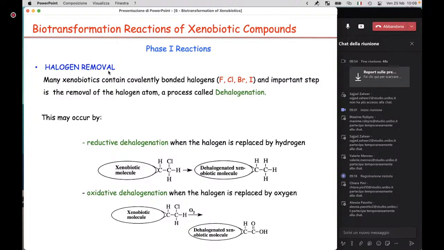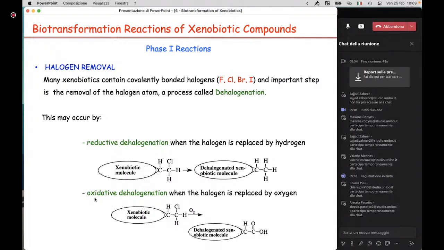Also, when we have organohalogen compounds, the most frequent reaction is dehalogenation. So the molecule simply loses the halogen atom, which is replaced by one hydrogen. In this case, we have a reduction, okay? So it's called reductive dehalogenation. Again, when we replace some atom with hydrogen, usually it is a reduction, okay?